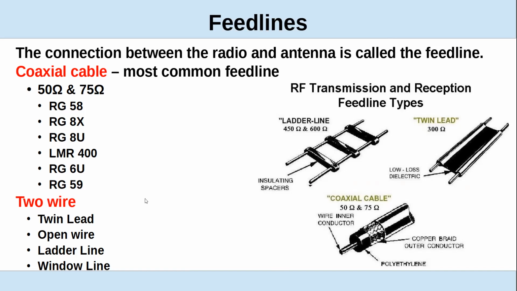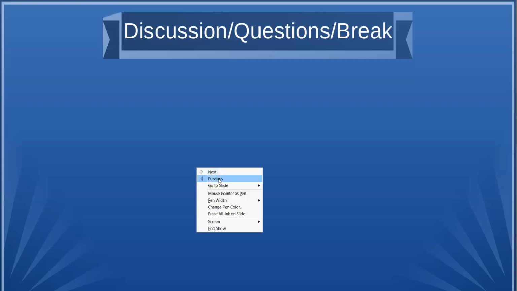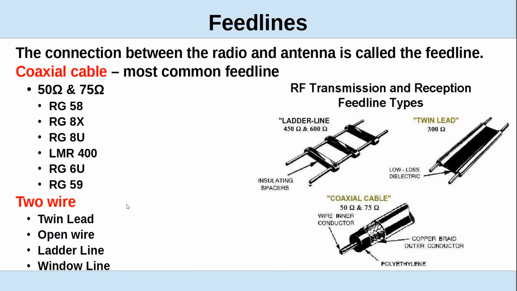The 6U and the 59 are the 75 ohm that you see in TV. Then we also have 2-wire, where you have your normal TV twin lead, which is 300 ohms because of the separation. It's like a half inch.